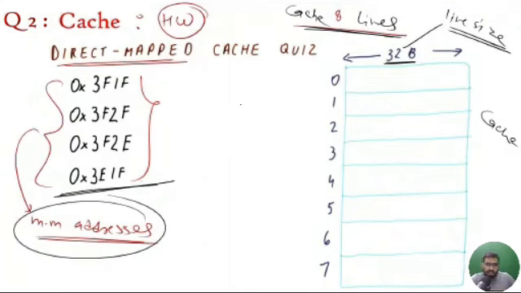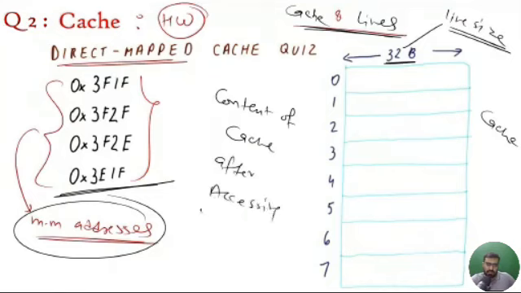Content of cache after accessing these 4 addresses. Once you access these 4 addresses, what will be the content of this cache memory? This is a similar question as the previous. So let's see this question. This is an interesting question.